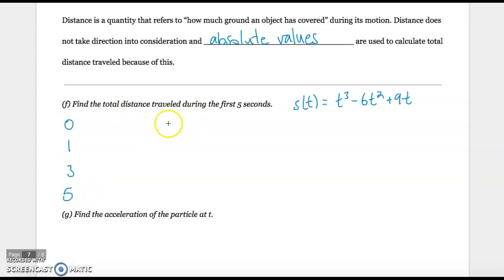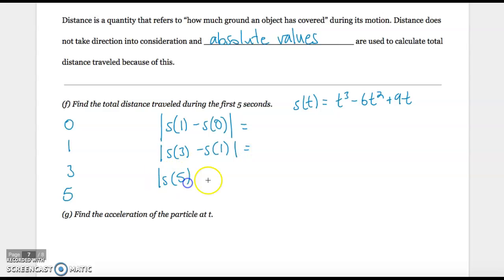So I'm going to find how far my particle moved from 0 to 1 seconds. I'll find that displacement, but I need to put absolute value symbols around it because I don't care whether it's negative or positive, it's still distance traveled. Then we'll do the same thing from 1 to 3 seconds, and then from 3 to 5 seconds. We have to break it up like this because I know my particle changed directions at each of these times, at 1 second and 3 seconds. So I have to first find the distance that it traveled in that first section, then in the second section, and then in the third section.